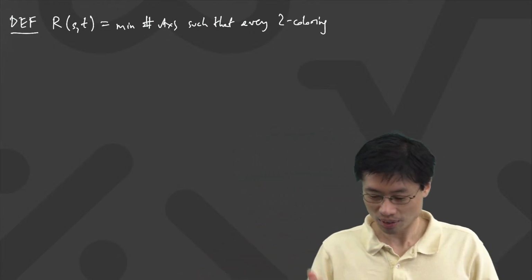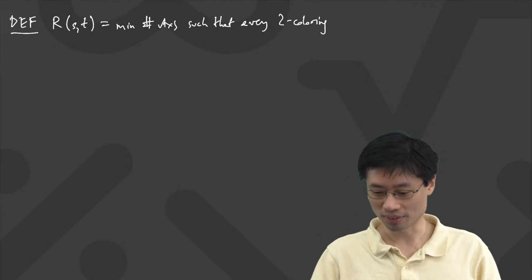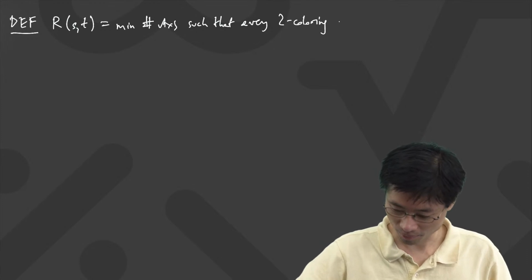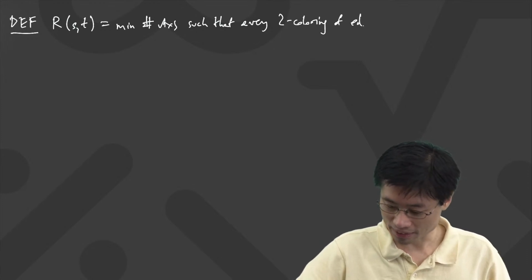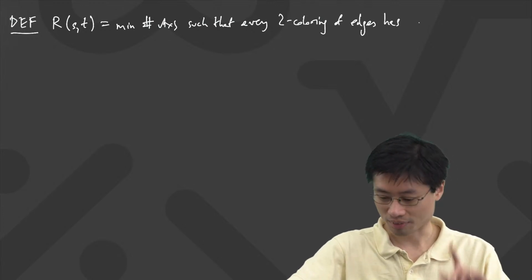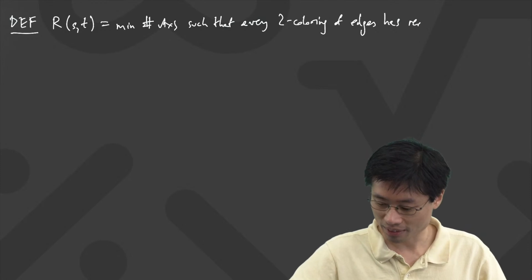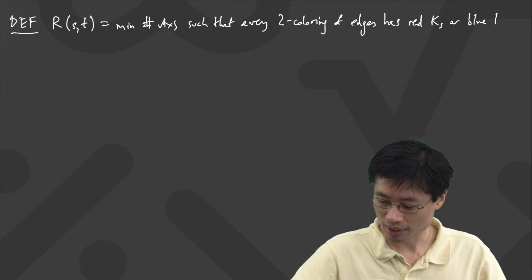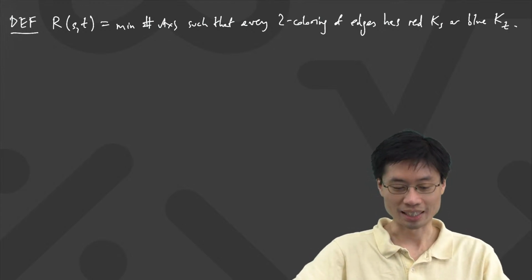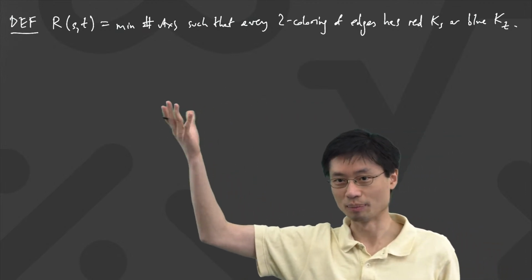Right, so we want to know the minimum number of vertices so that whenever you take any two coloring of the edges, I need to have two colors now. So there's an S and a T. So I'll say it has a red K_S, or a blue K_T. And that's a T, not a Z. I just have bad handwriting. So anyway, this is saying that the minimum number of vertices.